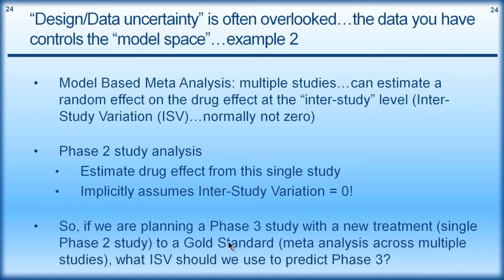So if we're planning a phase 3 study with a new treatment, from a single phase 2 study to a gold standard, which is based on a meta-analysis across multiple studies, what inter-study variation should we use to predict phase 3? So here again, if we have a single study, we tend to be quite happy to ignore study-to-study variation, but if we have multiple studies, we know it exists. So it's important to understand that if you have multiple studies, you can estimate something, but when you have a single study, just because you can't estimate it doesn't mean it's not there.